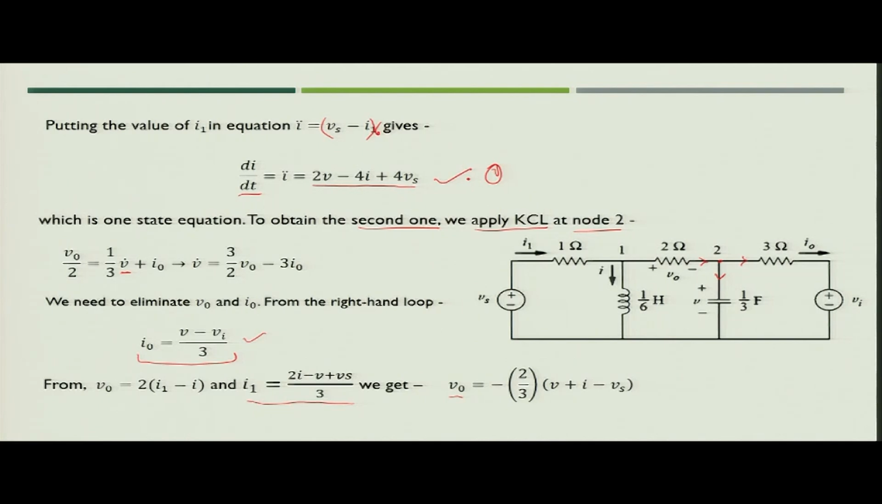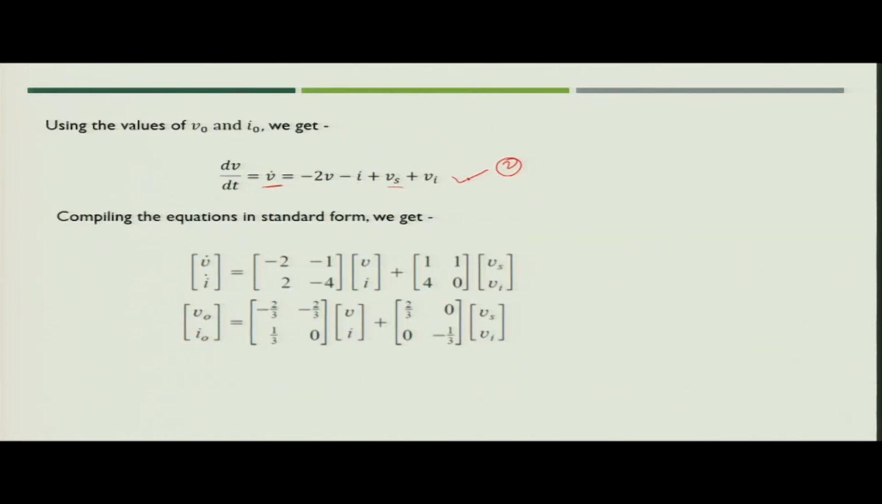So, now if you compile it in the form of the matrix, the state equation you can write as V dot, I dot, these are the state vector, equal to minus 2, minus 1, 2 and minus 4 are the elements of the matrix A. Then V, I is the state vector, plus 1 1 4 0 will be the value of B, that is the input vector Vs and Is, because here we have two inputs, Vs and VI. So, that is why you get 4 elements in the B matrix.